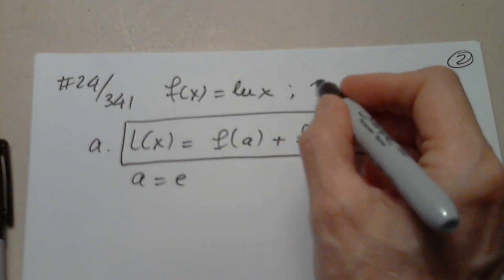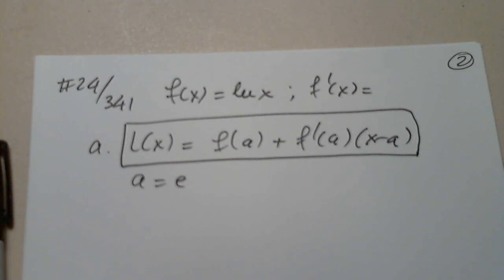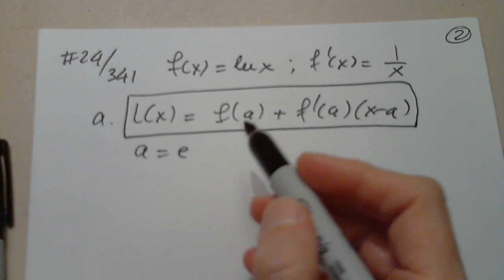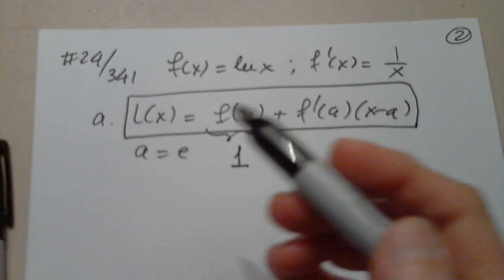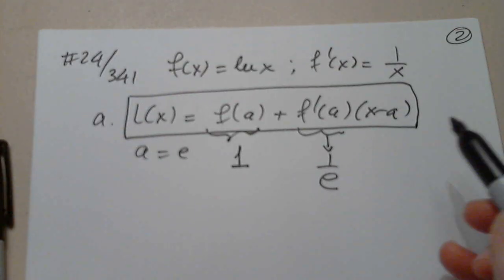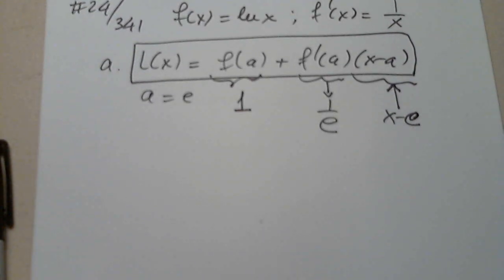So I have to find f prime of x. Can anyone give us f prime of x for natural log x? This should take a blink. Please. 1 over x. Thank you very much. Excellent. So now, f of a is f of e, but I know that's 1. f prime of e is 1 over e. And x minus a is x minus e. And that's it. I'm done. I just have to plug them in.